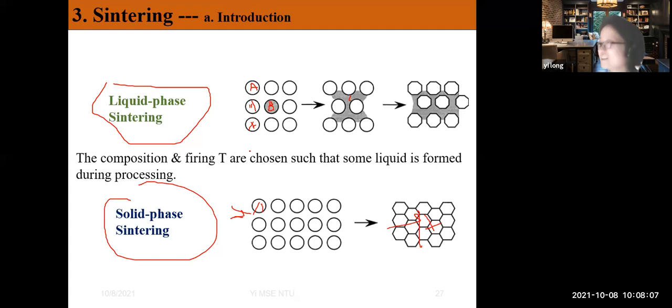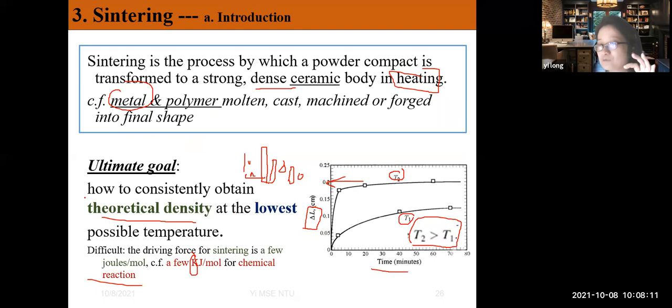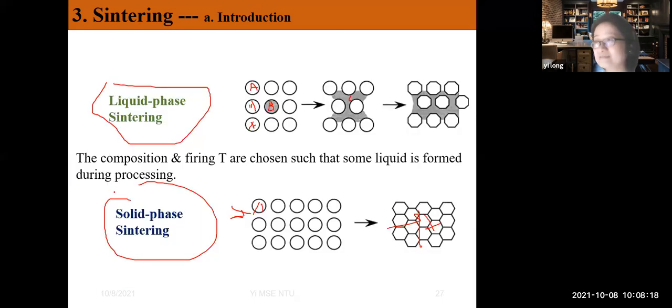Liquid phase sintering is very good. It's going to help you achieve this goal: to have higher density at lower temperature. And why? I'll give you the keywords first. We're going to learn this next week: once you have a liquid in between, you're going to have very high capillarity force. You can write that down first. Later we are going to explain the details, no worry. So there are 2 types, liquid phase sintering and solid phase sintering.